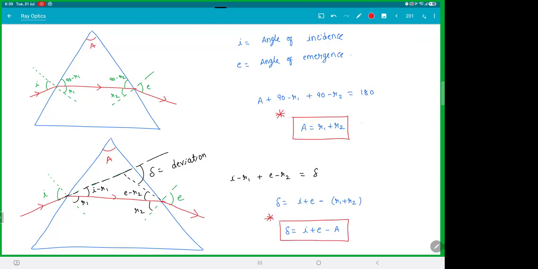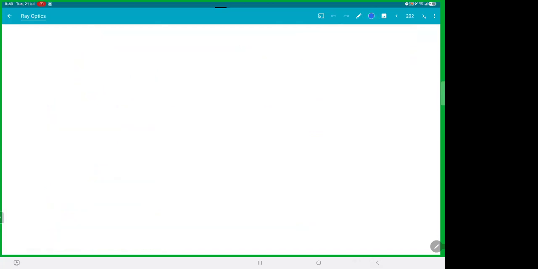There, have a look at this. All clear with this? Any doubts on the angles, please ask. Great. Then, so we have delta is I plus E minus A.